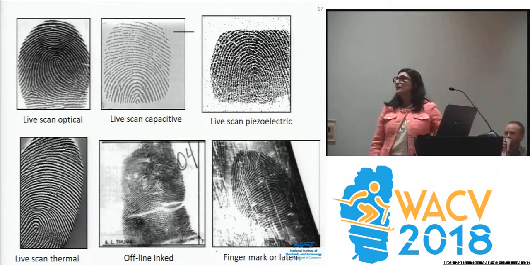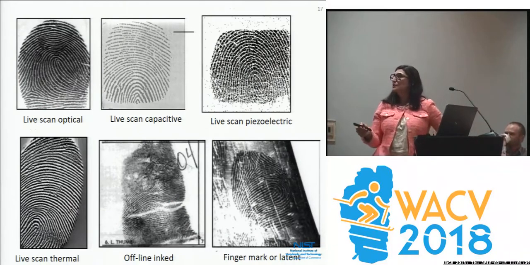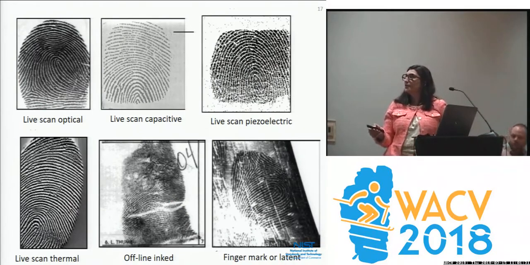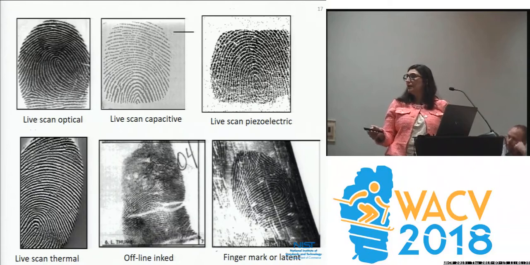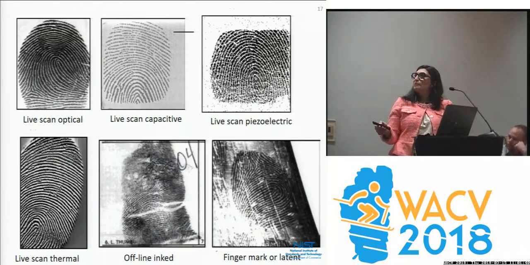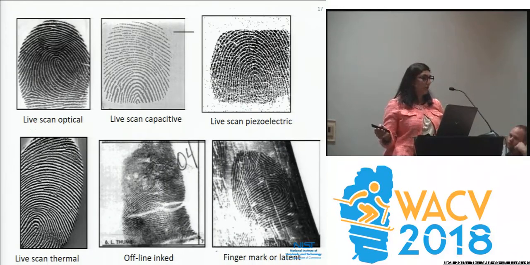The images that come out of these sensors may look a little bit different. So this is a live scan optical, the one with the 4 fingers on it, the capacitive, the ultrasound, and all the other ones. They do look a little bit different. The distortion models among them are completely different.